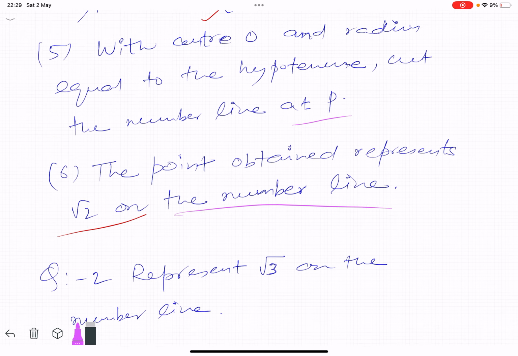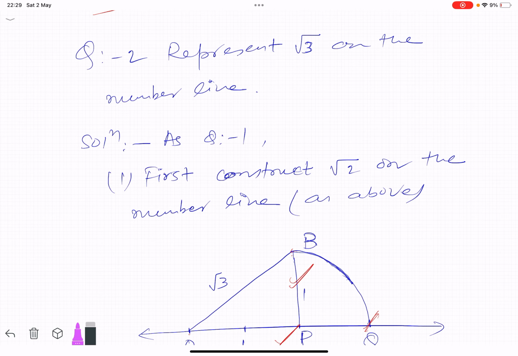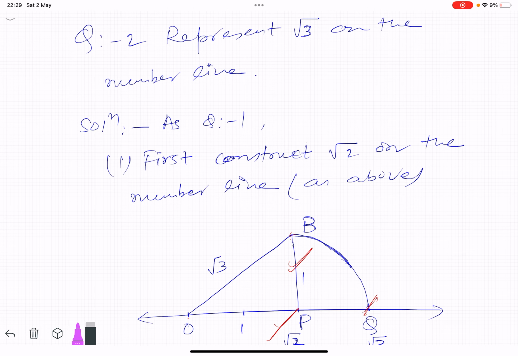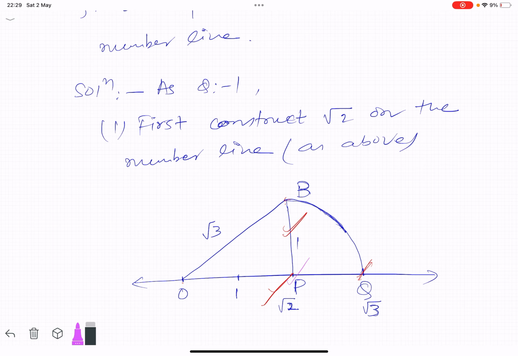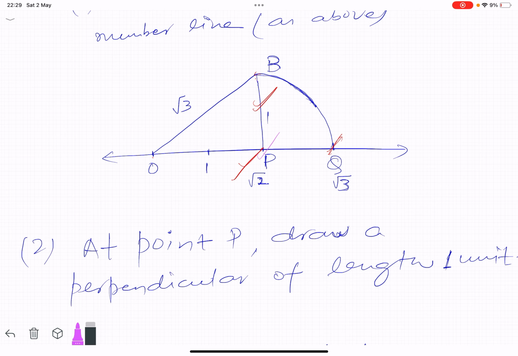Okay. Represent root 3 on the number line in the same way as question 1. First construct root 2 on the number line as above, and then at point P draw a perpendicular of length 1 unit. This is perpendicular. We will find out the hypotenuse. That will be root 3 by the Pythagoras formula.